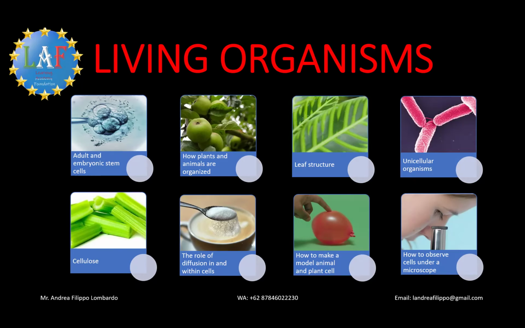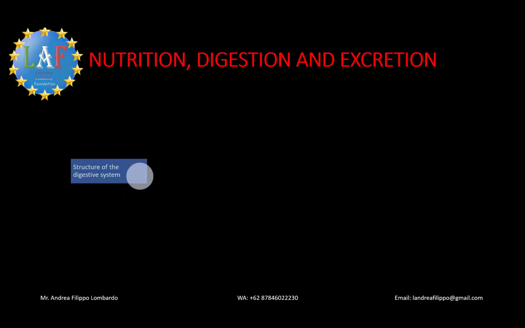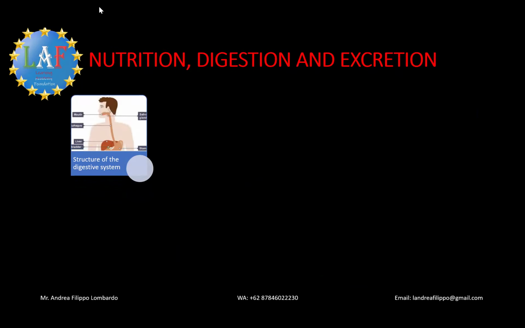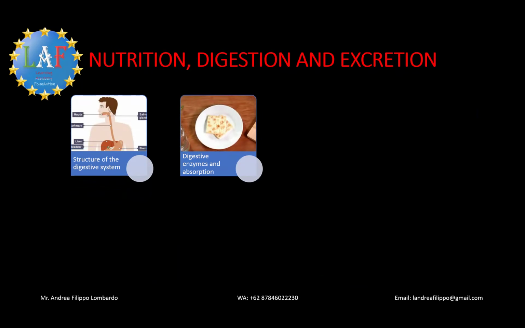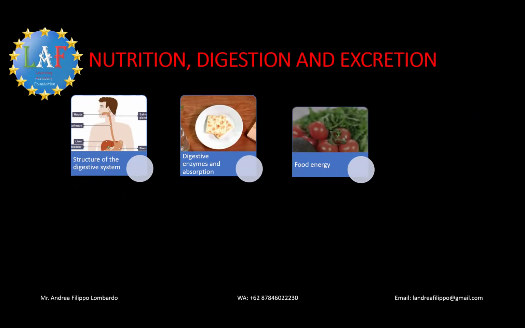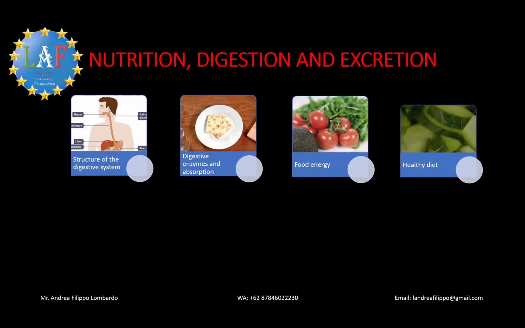The next section will be about nutrition, digestion, and excretion, where the students will see that the digestive system is made up of key parts, each of which has a different function. Enzymes are biological catalysts which speed up reactions, including digestion. Food is a store of energy transferred from the food to the consumer. And also, a balanced diet contains the correct amount of all food groups.